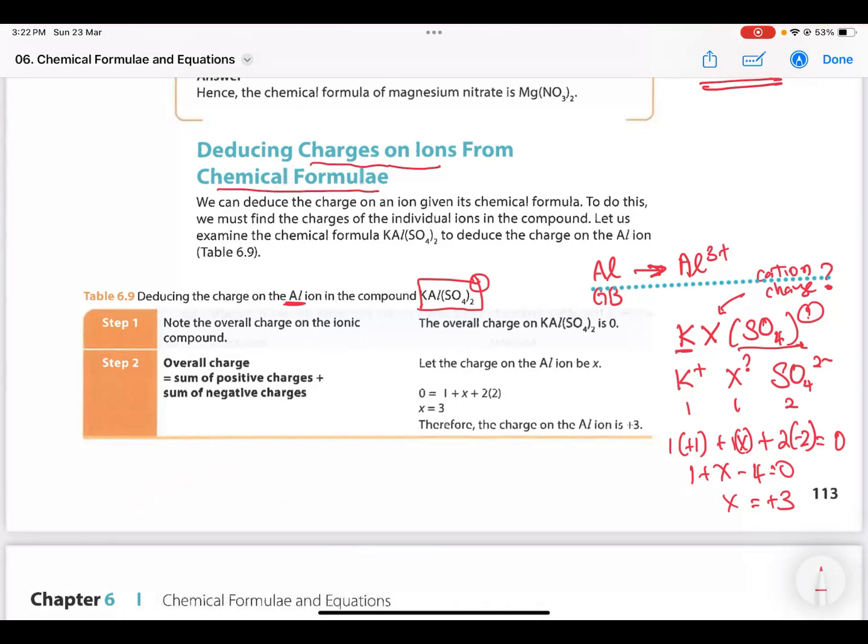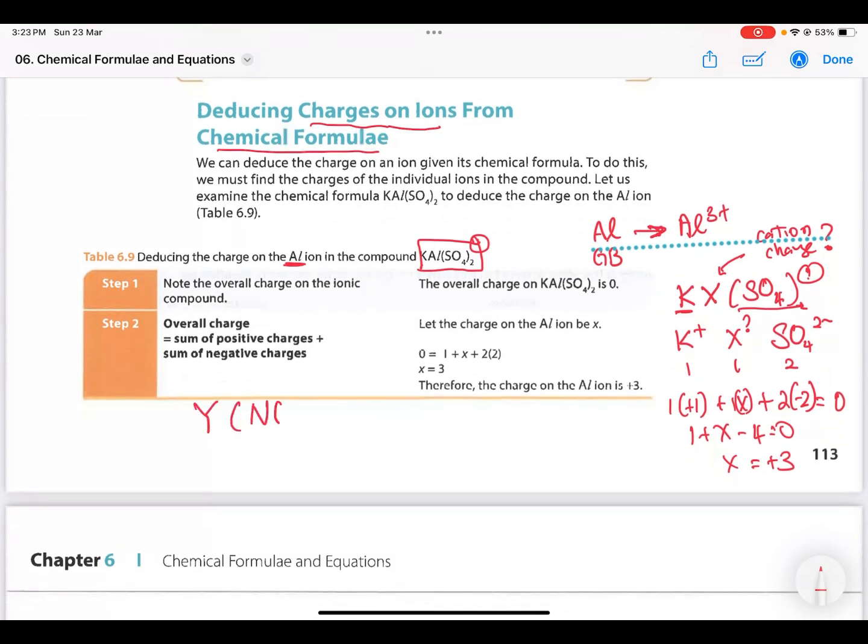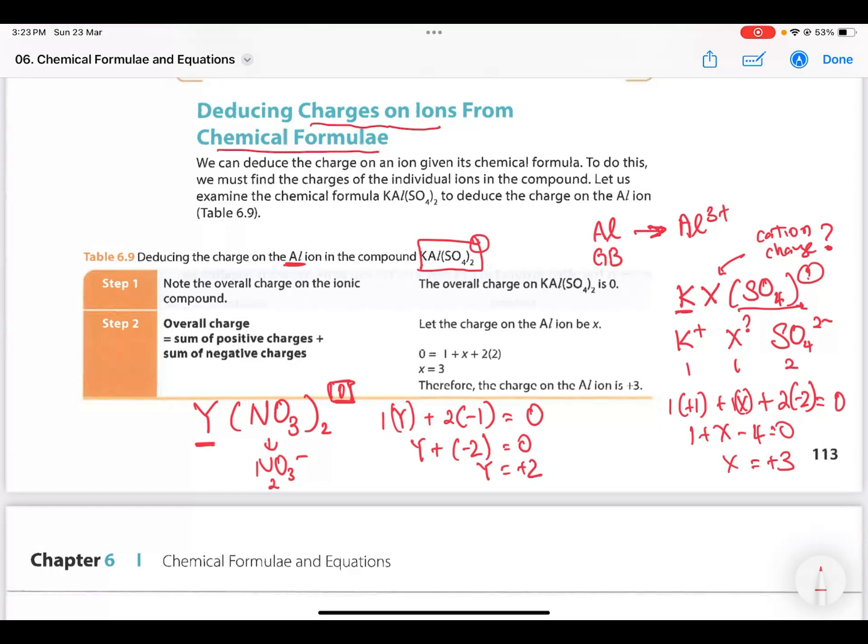Now I can do another one as well. Let's try another example. What if I give you Y(NO3)2? How do I know the charge of Y? I tell you this is an ionic compound and ask you to find the charge of Y. Very simple. You know the overall charge is 0. So I know 1 Y, the charge of Y, plus NO3, which is NO3-, and I have 2 of them. So 1 Y plus 2 times -1 must give me the overall charge of 0, because the top corner of the chemical formula is 0. So Y plus -2 equals 0. Y must equal +2. So Y would actually be Y2+. This is the charge of Y.